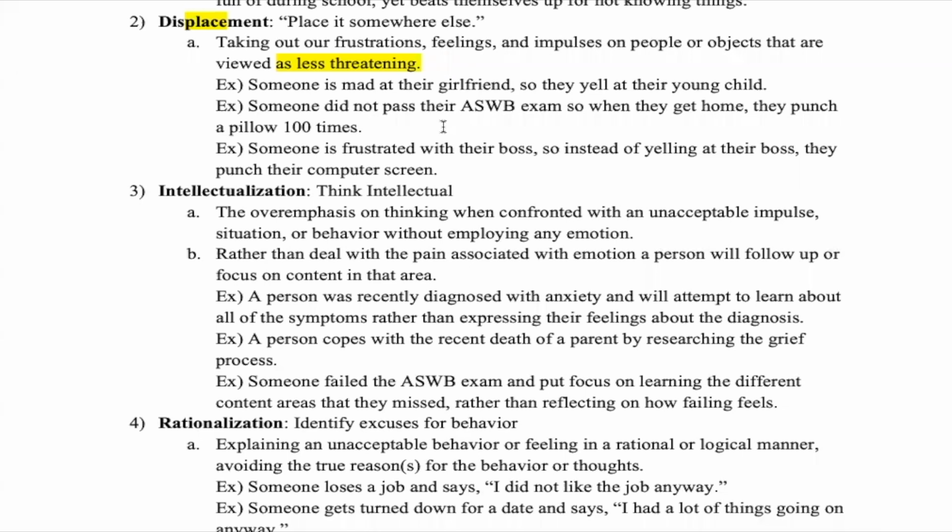Someone is mad at their girlfriend, so they yell at their young child. They're not willing to yell at the girlfriend because the girlfriend could potentially defend herself. So, they still express their frustration by yelling. It's just at somebody less threatening, such as a young child.